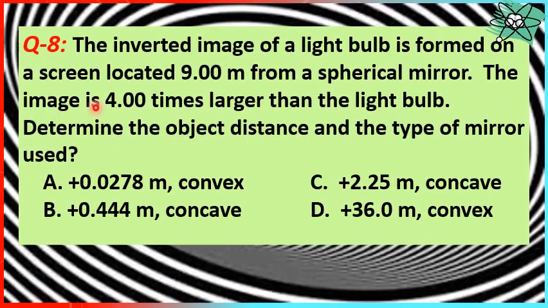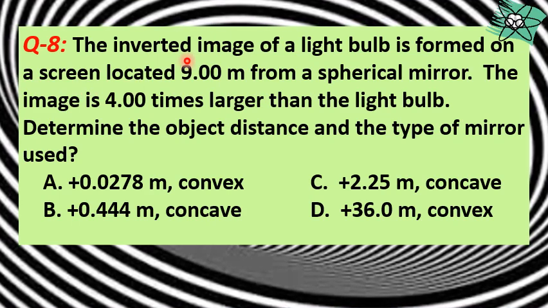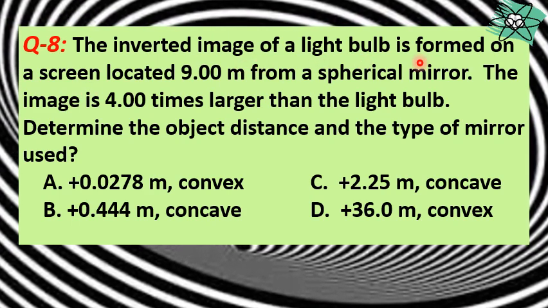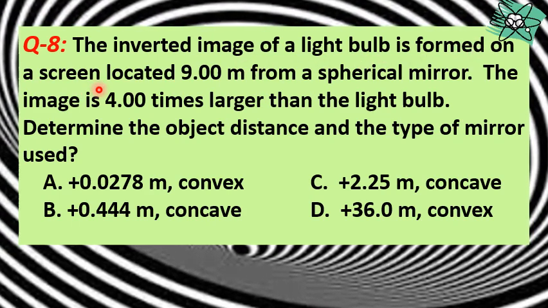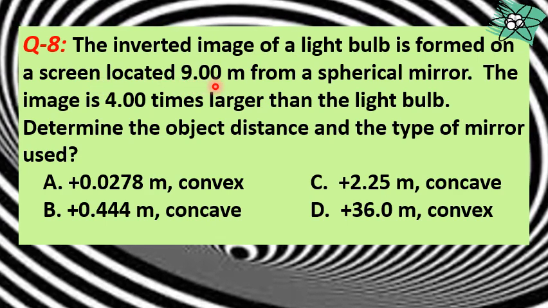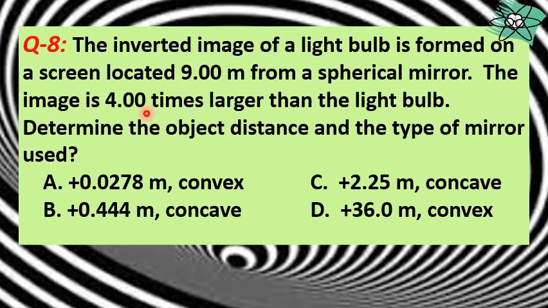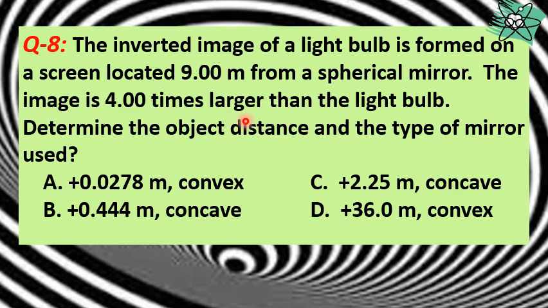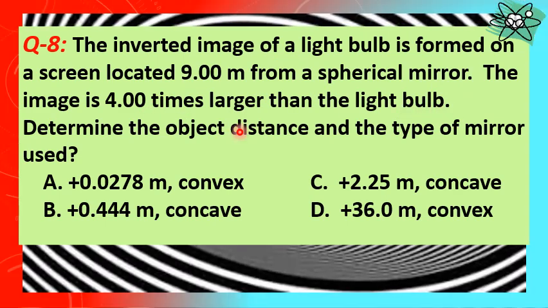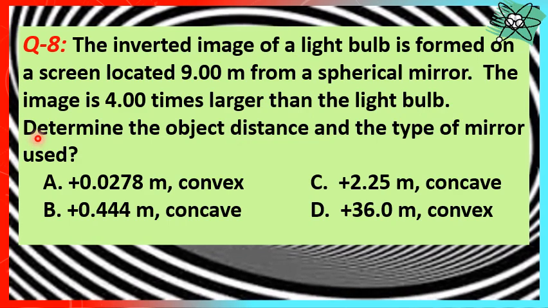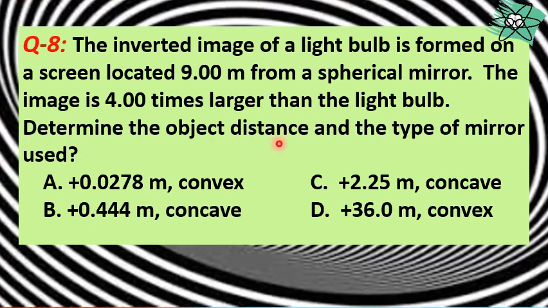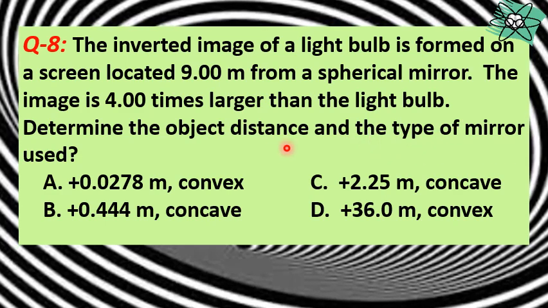And the last question, question number 8. The inverted image of a light bulb is formed on a screen located 9.00 meters from a spherical mirror. The image is 4.00 times larger than the light bulb. Question is, determine the object distance, or do, and the type of mirror used.